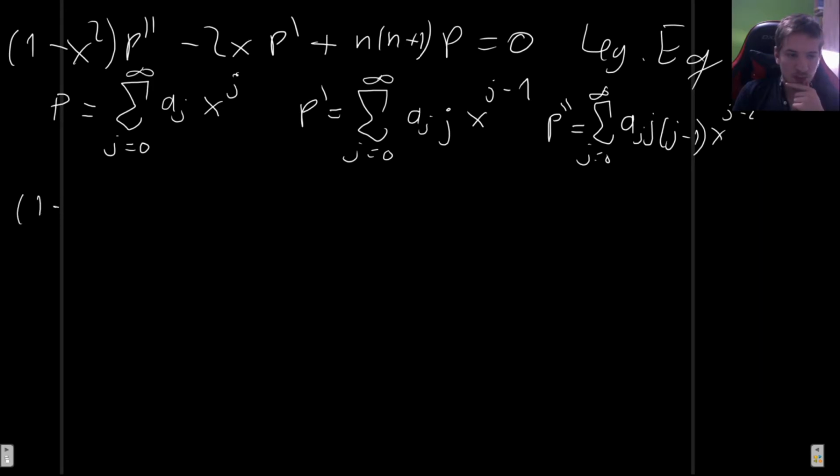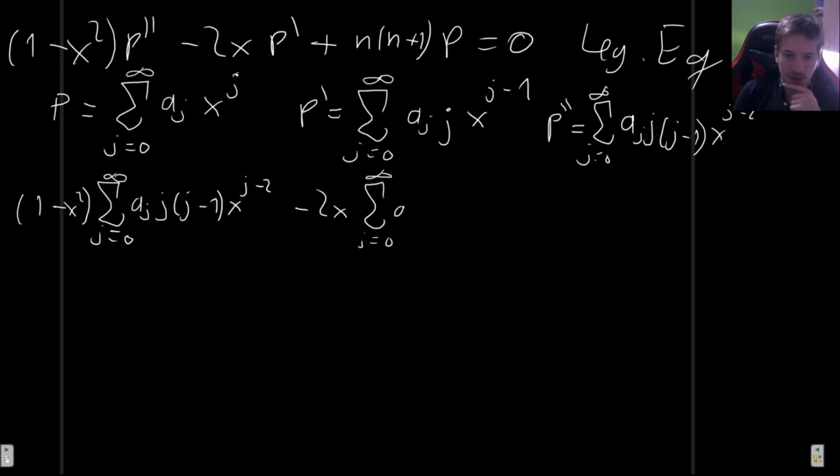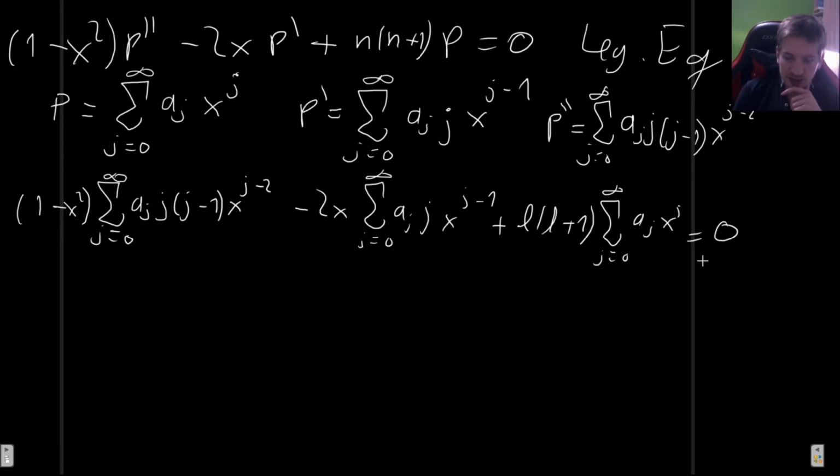Okay, so let's plug all of this into the differential equation. We get (1 minus x squared) times p prime prime, which is the sum j equals 0 to infinity of a sub j times j times (j minus 1) x to the j minus 2 power, minus 2x times the sum of j equals 0 to infinity of a j times j x to the j minus first power, plus, and instead of writing n plus 1, let's just use l(l plus 1), because that is the constant we are using in our particular problem, and instead of p, the sum of j equals 0 to infinity of a j x to the j, equals 0.